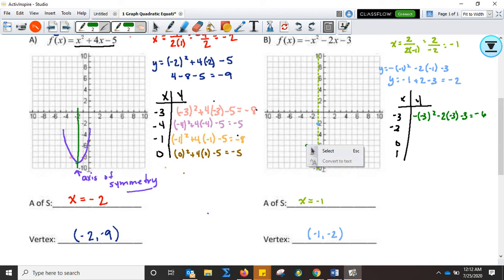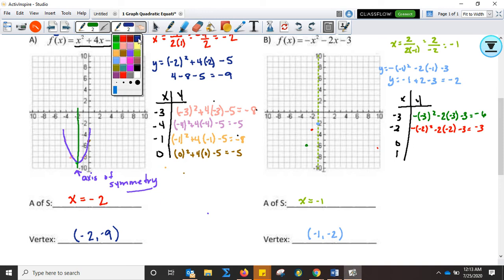Okay, now for -2. So we have -2 squared minus 2 times -2 minus 3. So I have -4 plus 4, so 0 minus 3. So your ordered pair is -2, -3. Right here.